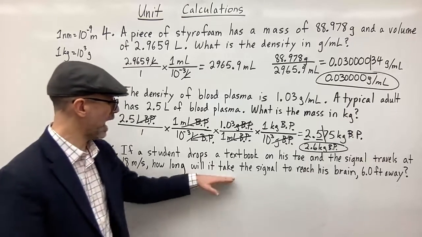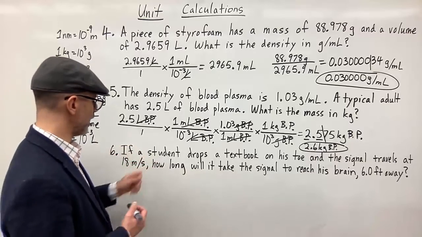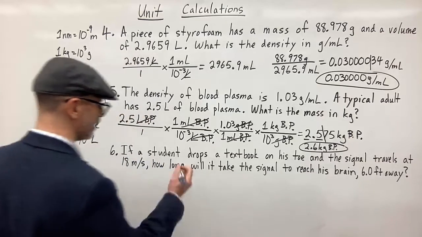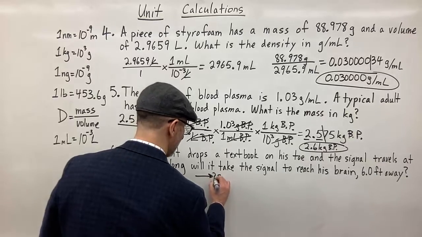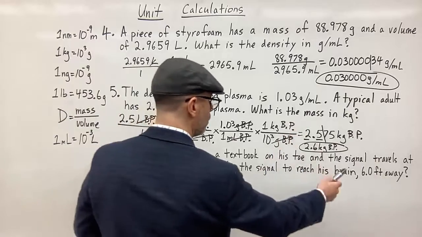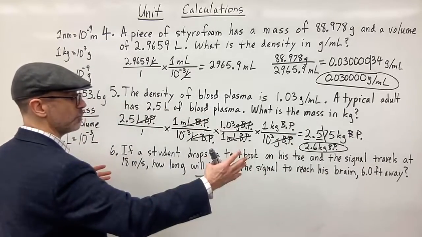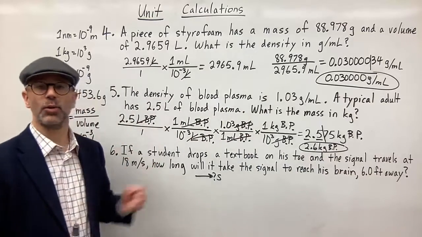Okay, we want to know how long. How long will it take? Doesn't give us a unit, we can use seconds. How long will it take? So that's where we want to go. We want to go to seconds. How many seconds will it take for the signal to reach the brain? How far is the brain from the toe? In this case, 6.0 feet away. So that's what we're going to begin with.